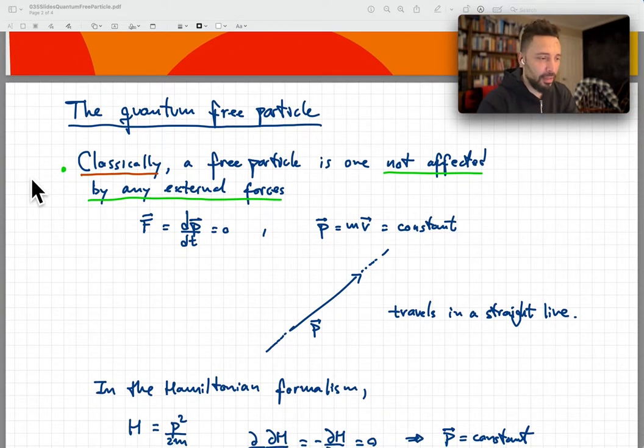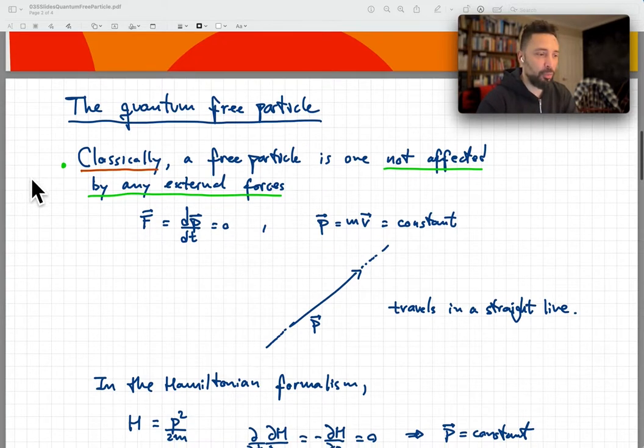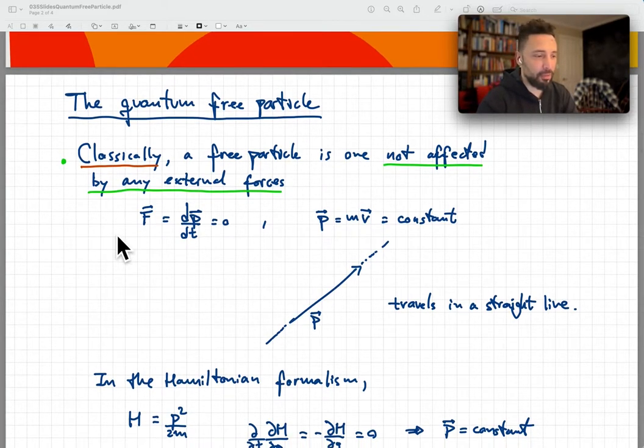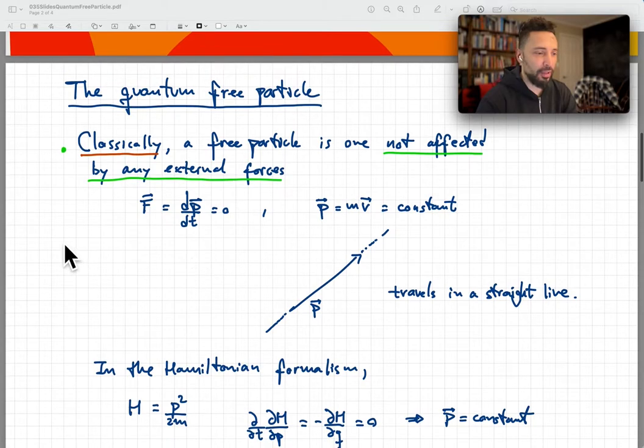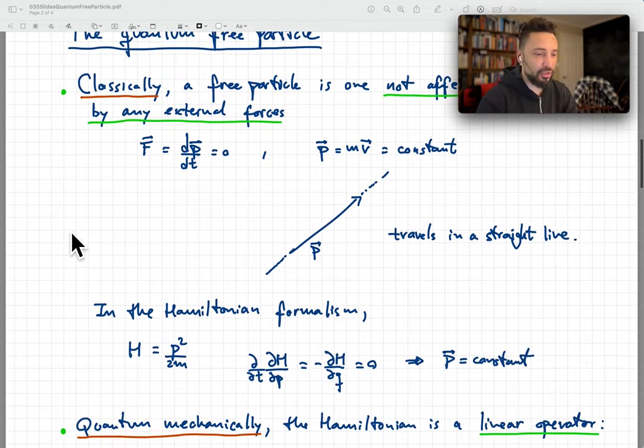Let's jump right in. So classically, a free particle is one that is not affected by any external forces. By that what we mean is that when we write Newton's second law, F equals dp/dt, that's equal to zero. Of course, we had to talk about inertial reference frames and so on. I'm going to put that aside, assuming that you've already seen that in one or several classical mechanics courses. And what this means, of course, is that the momentum is constant, and that's just the mass times the velocity. So the particle is just moving in a straight line, and there's not a lot of interesting stuff going on.